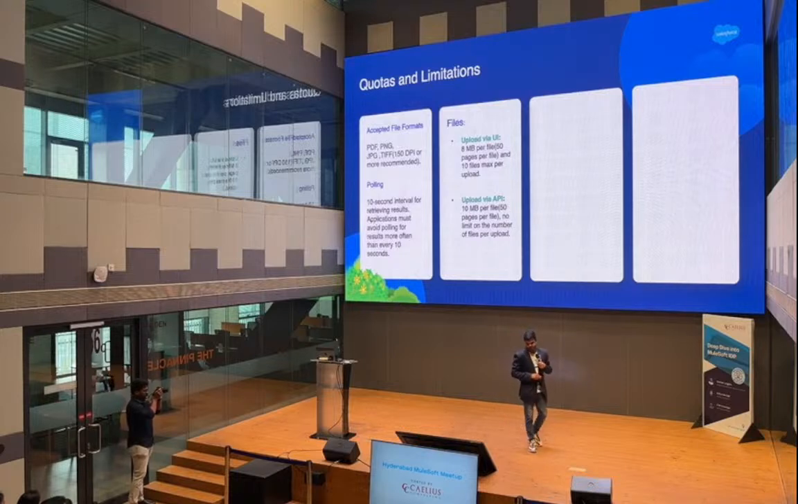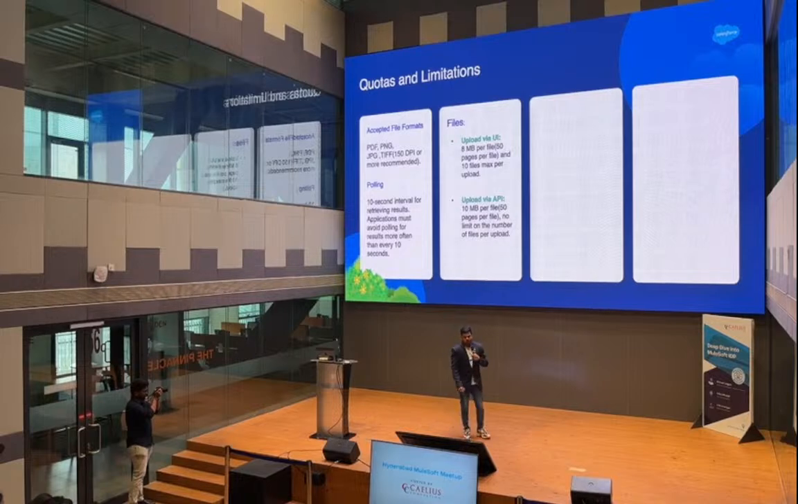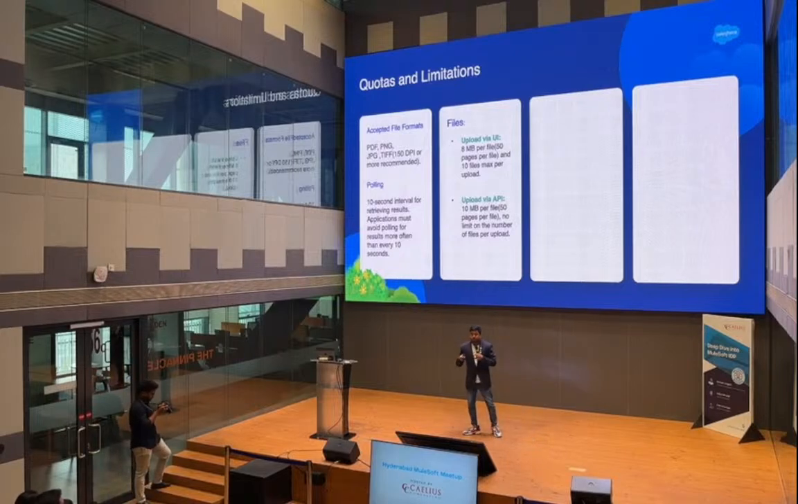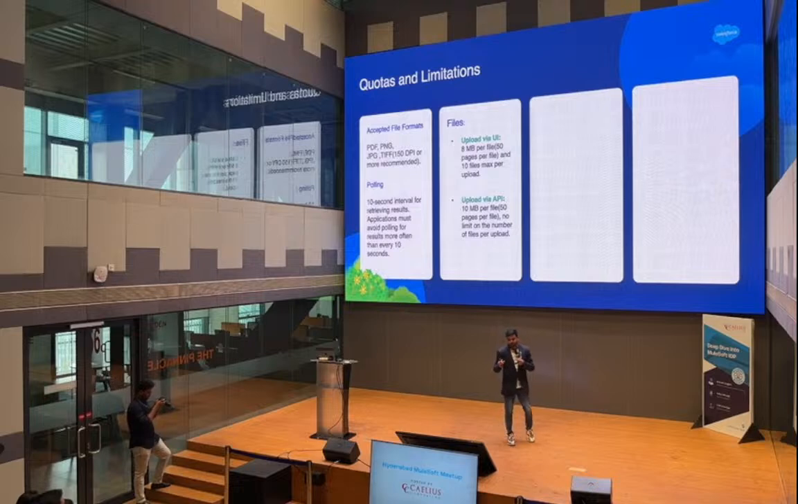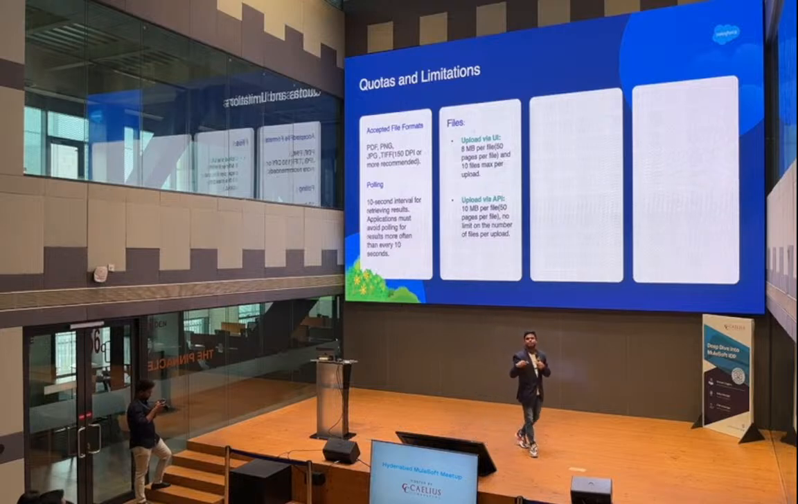And files. There are two ways that you can upload your files. One is via the UI itself, by going to Any One platform. I will be showing that in the demo. And there is a limitation: 8 MB per file and 10 files max per upload. But if you are using the API, the file size limit is 10 MB and 50 pages per file, and there is no limit on the number of files per upload. But again, if you are uploading more documents, it needs more time to get the response.